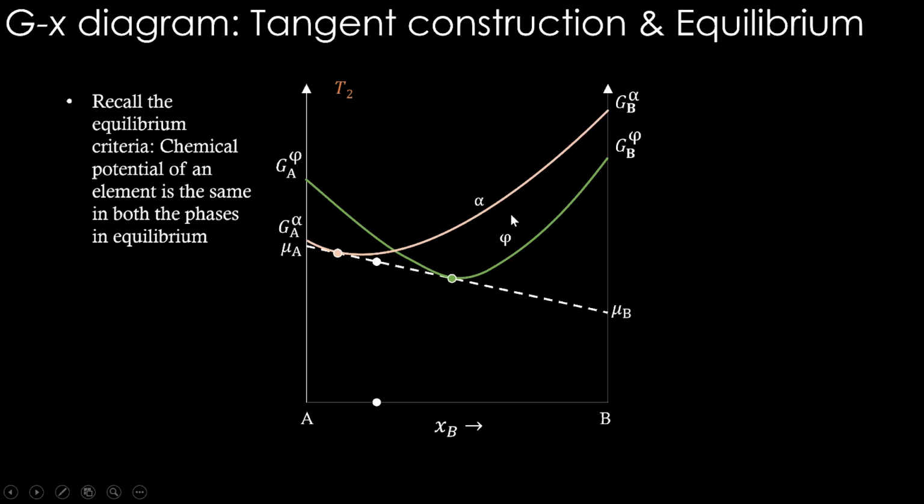Right. Now recall the equilibrium criteria. We said the chemical potential of an element is the same in both the phases in equilibrium. Okay, I hope you could connect that and think here. Mu of A is the same in both these phases. That's the meaning of the tangent touching both the phase curves. Okay.